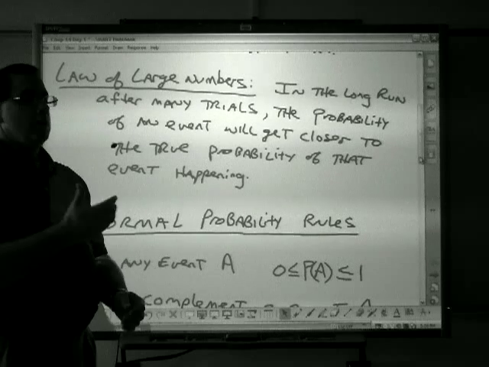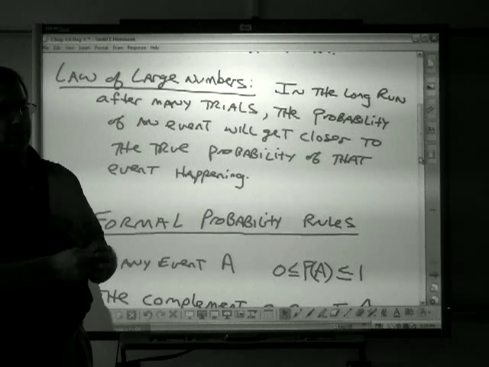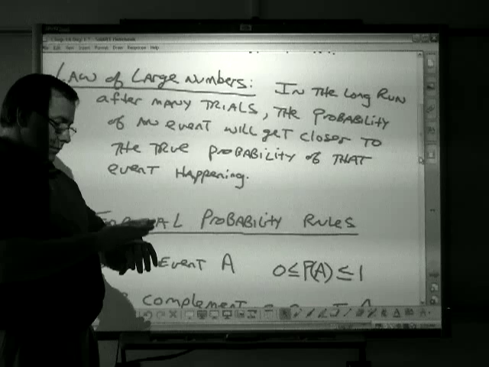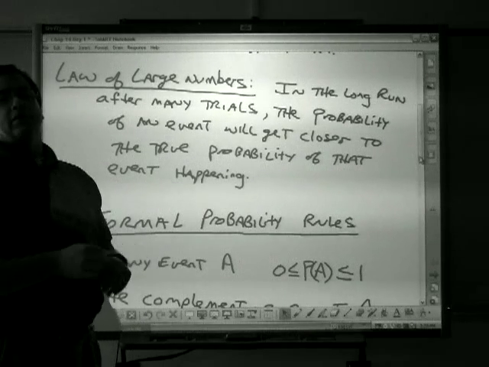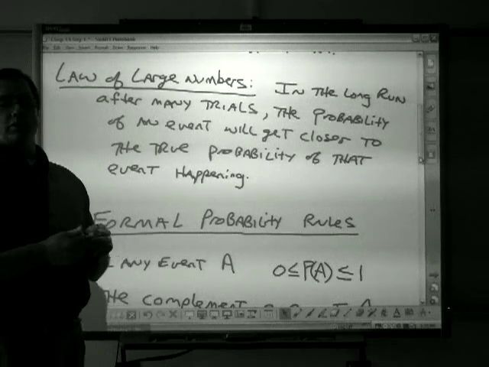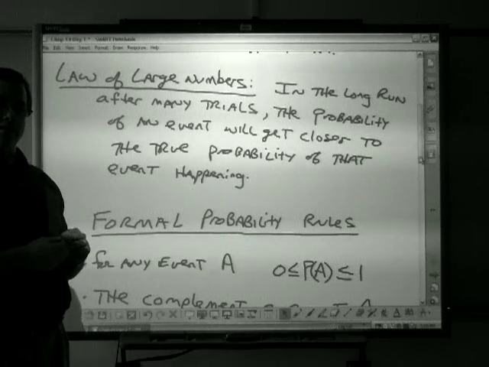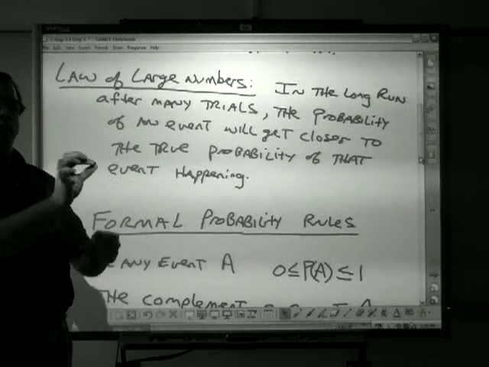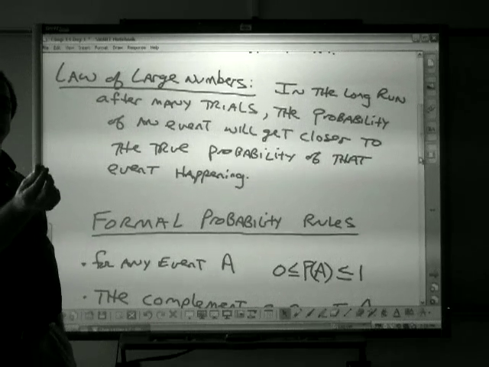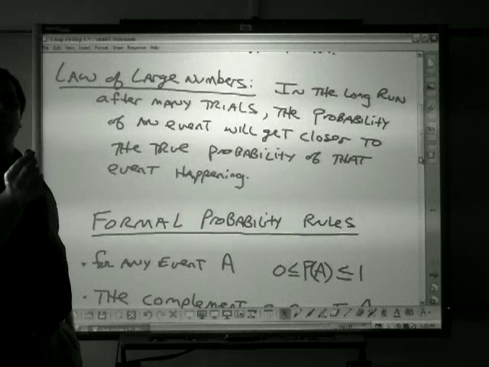And so, if I take a coin and I flip it, and I say, well, I got tails. And I got tails again. And I got heads. And then I got tails. So 3 out of 4 were tails. That's 75%.